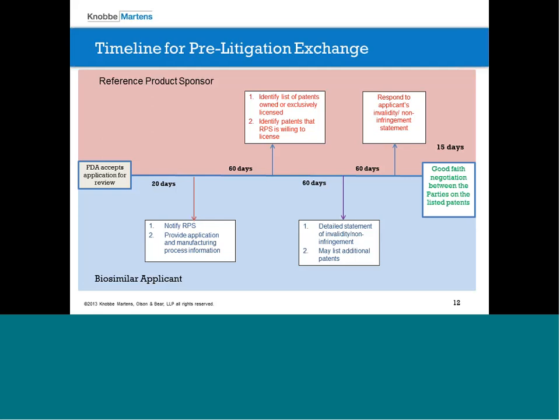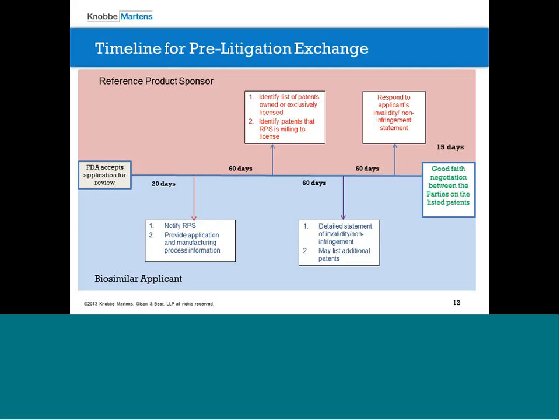Following that initial exchange, the timeline shifts back to the biosimilar applicant to provide a detailed statement of invalidity and non-infringement with respect to the reference product sponsor patents. There's an opportunity to also list additional patents at that point in time, and the applicant must also respond to any offers to license. Following that, the timeline shifts back up to the reference product sponsor, who then prepares its own patent statement responding to the infringement and invalidity contentions.